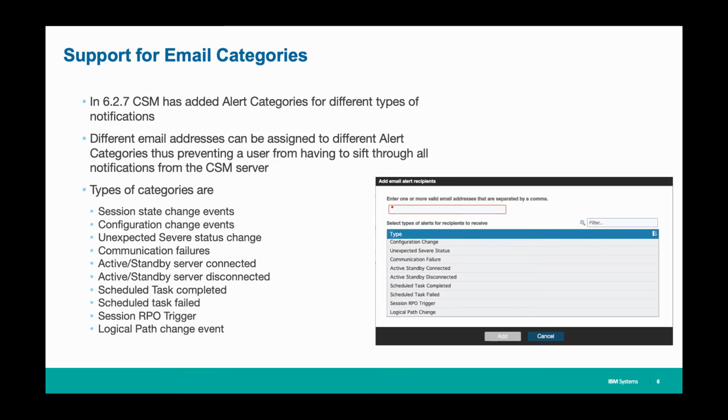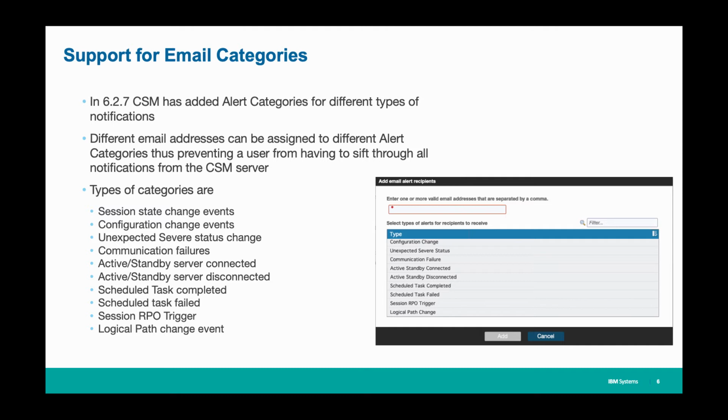All right, the next one I want to talk about is one we've been getting a lot of requests for quite a while. It's for email alerts. Previously, before this release, we could set up an email listener, but any email user you put into the CSM would receive any and all events that happen throughout the server. These included session state changes, config changes, communication failures, RPO triggers, etc. And customers didn't want to always receive all those events.